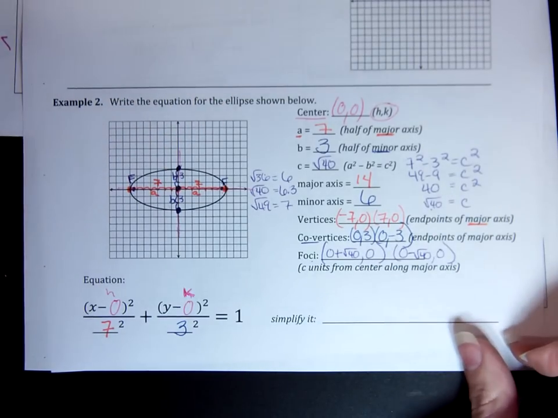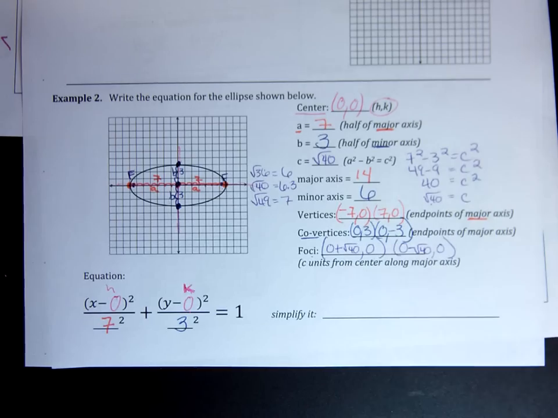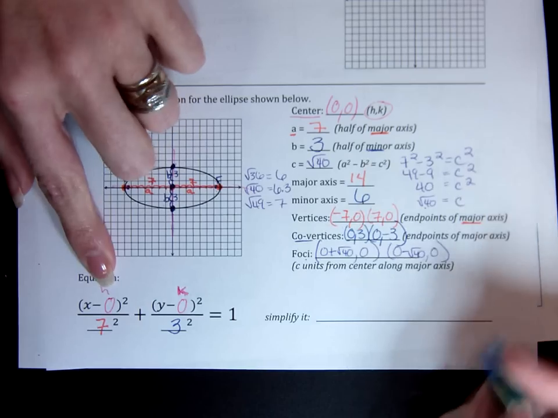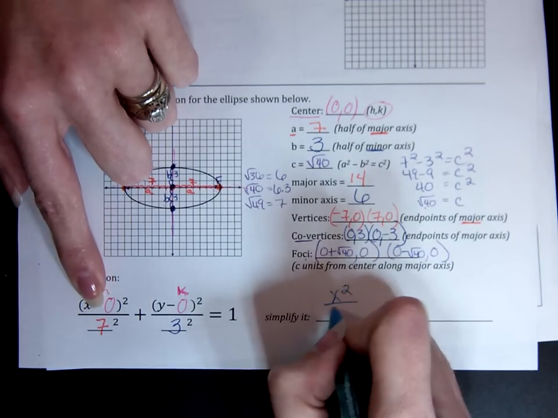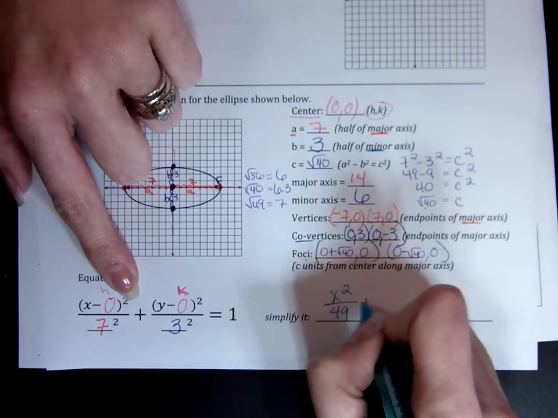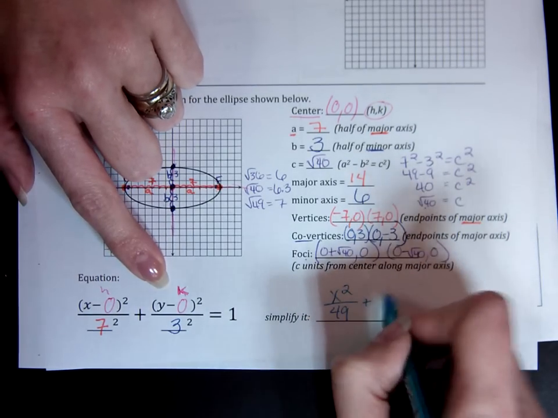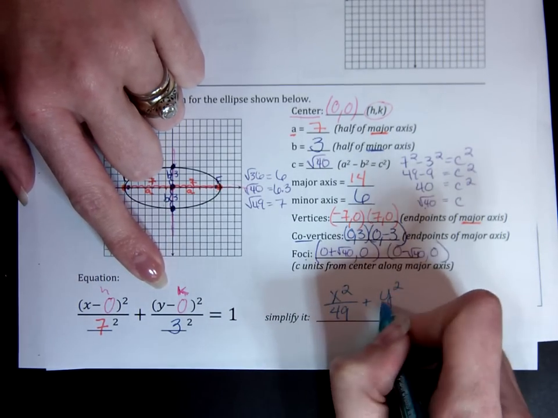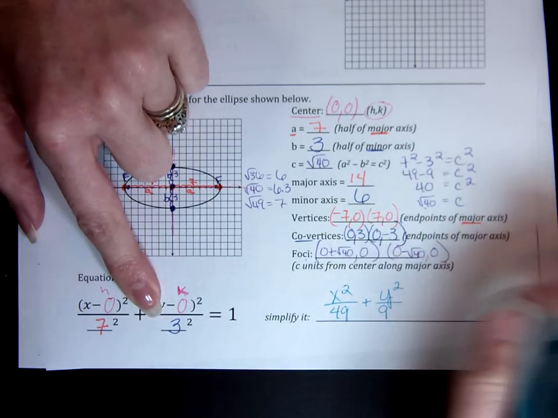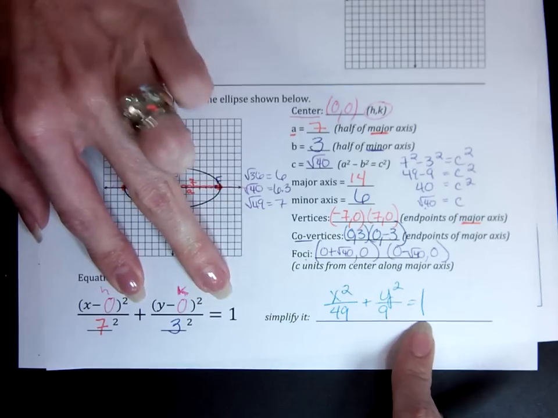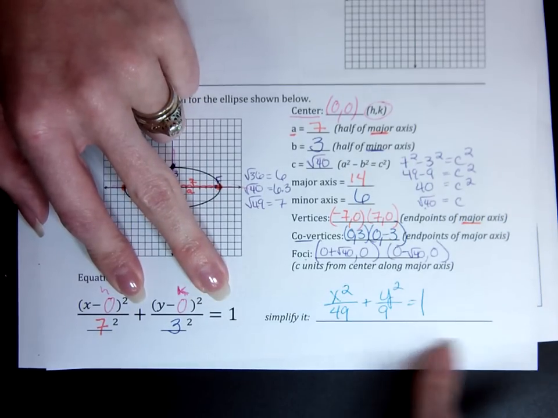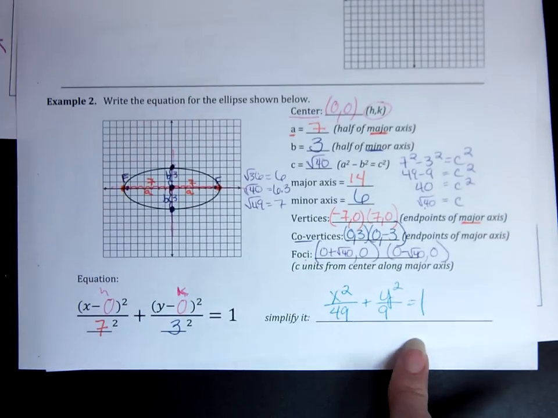Okay? We've filled in everything we need to fill in. All we need to do is simplify and clean up our formula. x minus 0 squared can just be written as x squared. 7 squared is 49. Plus y minus 0 is just y squared. 3 squared is 9, equal to 1. Don't forget about the plus and the 1. Those are important. They never change. They are signifiers of an ellipse. And we are finished with the second example.